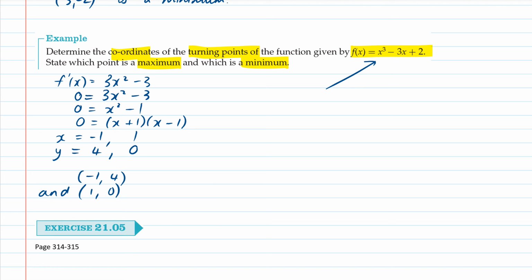Now we have to determine which is a maximum and which is a minimum, and we can do that by looking at our y values. So the coordinate with the highest y value is going to be a maximum, and the coordinate with the lowest y value is going to be a minimum.